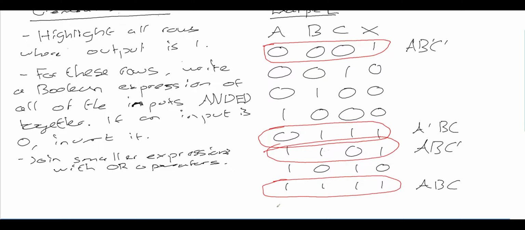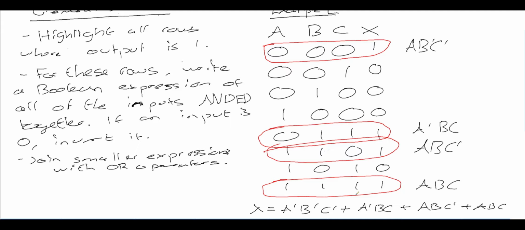So then what we do to get our final Boolean expression, which represents the entire truth table, is say X equals, and then all of these expressions together. So what we do is we go NOT A and NOT B and NOT C, which is our first expression, or NOT A and B and C, or A and B and NOT C, or A and B and C. And that gives us our final Boolean expression to represent that truth table.